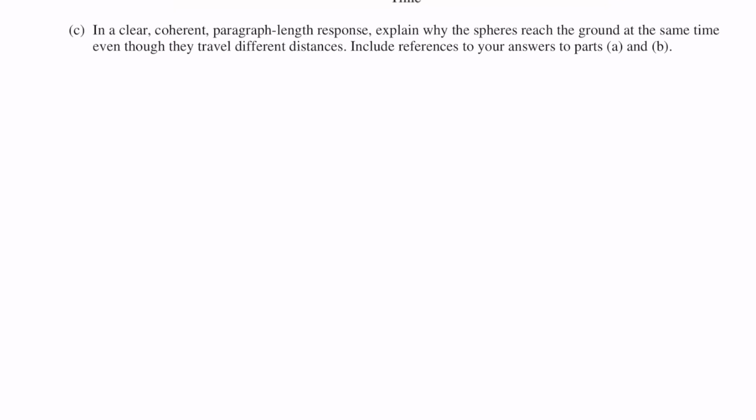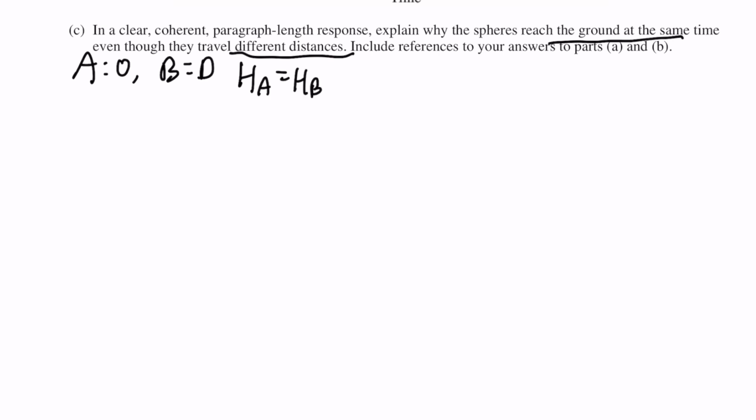Okay, so this last problem here asks us to write a paragraph. I won't be writing a paragraph, but let's just go over some of the components you would need to make sure you answer this completely. It says that the spheres reach the ground at the same time, even though they travel different distances. A travels a distance of 0 and B travels a distance of d as given in the question. However, they both take the same amount of time, and that's because it relies on the height h that they have fallen. Height h of A equals height h of B because they're falling from the same point on the same device. And also, they start with the same vertical velocity.